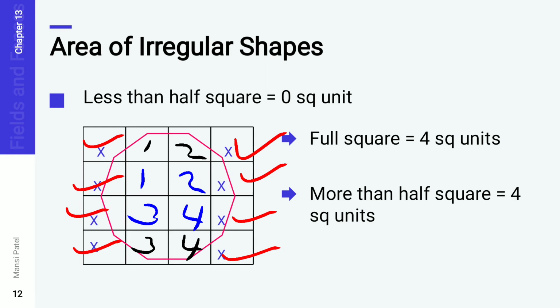And in this figure, there were no half squares. There are less-than-half squares, but we don't count them. So just add both of these: 4 plus 4, that is 8 square units. Now these are all the rules. You have to keep them in your mind and solve some sums of irregular shapes. So let us start.